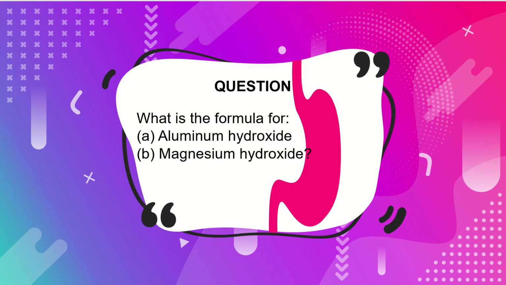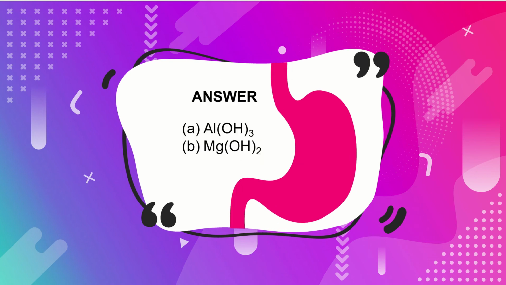All right, so simple question here. What is the formula for aluminum hydroxide and magnesium hydroxide? Write it chemically. All right, so if this is what you had, then you have the right answer.